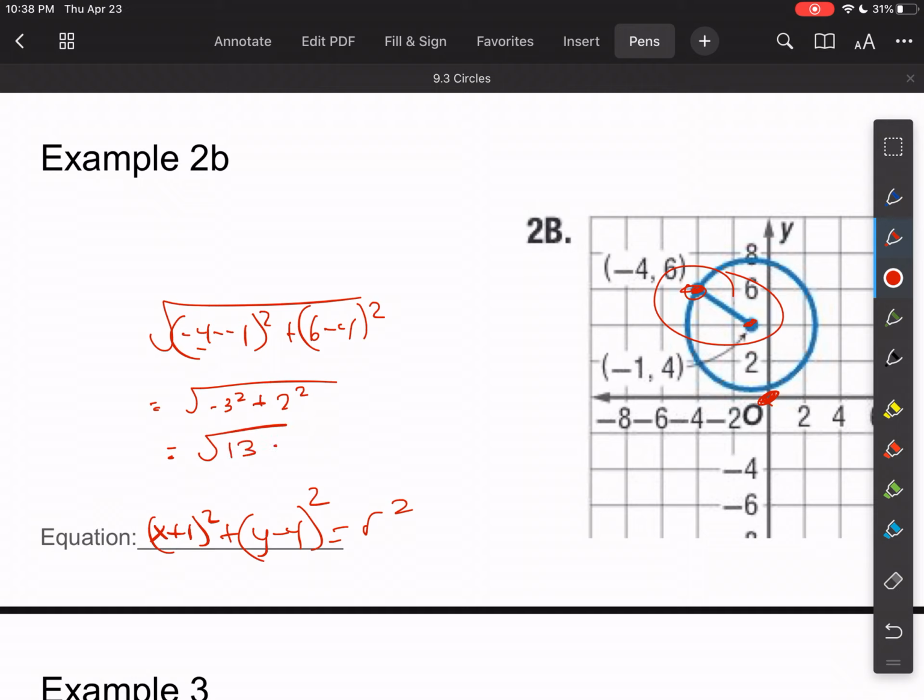So I could replace r with the square root of 13. Square root of 13 squared is simply 13. So final answer: x plus 1 squared plus y minus 4 squared is equal to 13.